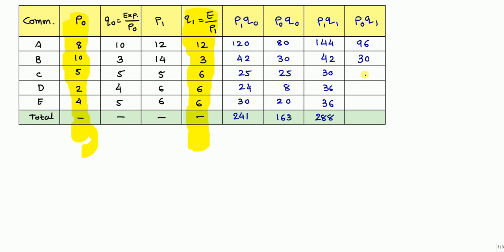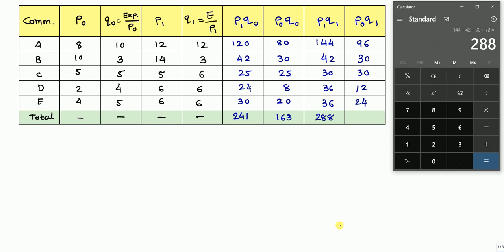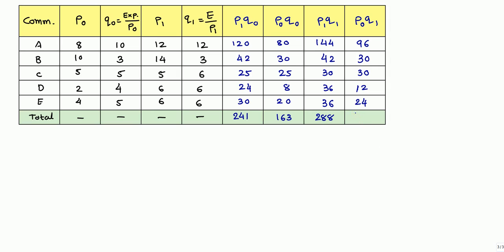5 into 6, 30. 2 into 6, 12, and 4 into 6, 24. Okay, now find total. 96 plus 30, 30, 60 plus 36 is 190.